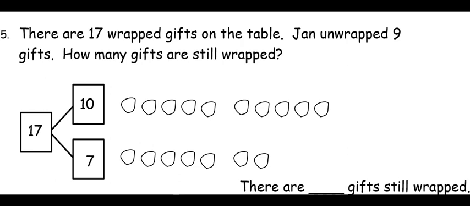So we've taken our 17 and broke it into 10 and 7. 10 on the top row, 7 on the bottom row. We're going to subtract 9, so we'll predict. The pattern we're seeing is when I subtract 9, I get 1 more than what was on the bottom row. Since I have 7 on the bottom row, 1 more than that would equal 8. So we'll predict that there are 8 gifts still wrapped. Now let's go ahead and cross off the 9 gifts that were unwrapped and look at what we have left. We have 1 on the top row, 7 on the bottom row, and that equals 8.